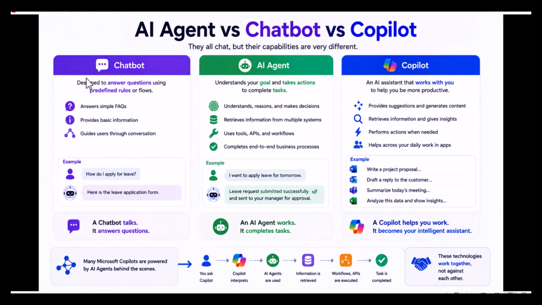The user interacts with Copilot, but behind the scenes the Copilot may call multiple agents, retrieve information, run Power Automate flows, call APIs, and perform actions. So these technologies work together rather than replacing one another.